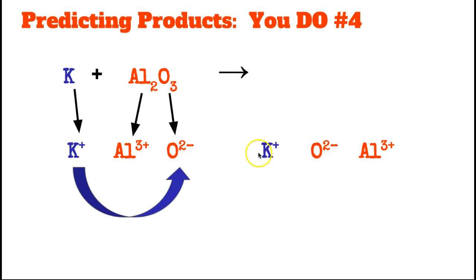Then we're going to need to make our new compound, so we're going to swap and drop. So the 2 is going to go with potassium, the 1 is going to go with oxygen. So we're going to get K2O. And then with that, we're going to have aluminum on its own. It's not one of those diatomics, it's a metal. We drop the charge from the metal, and it's going to become aluminum on its own.